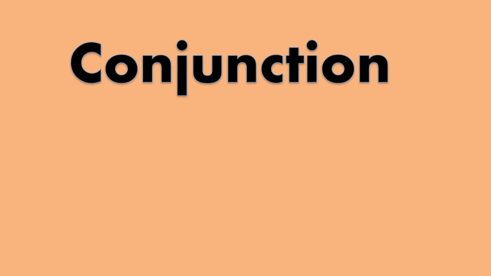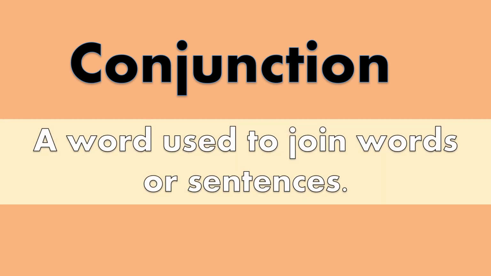Number 7. Conjunction. Conjunction is a word that joins words or sentences. Join here means they connect two or more words or sentences. For example, John and Tom like cricket. Here and is used to join two words, John and Tom.